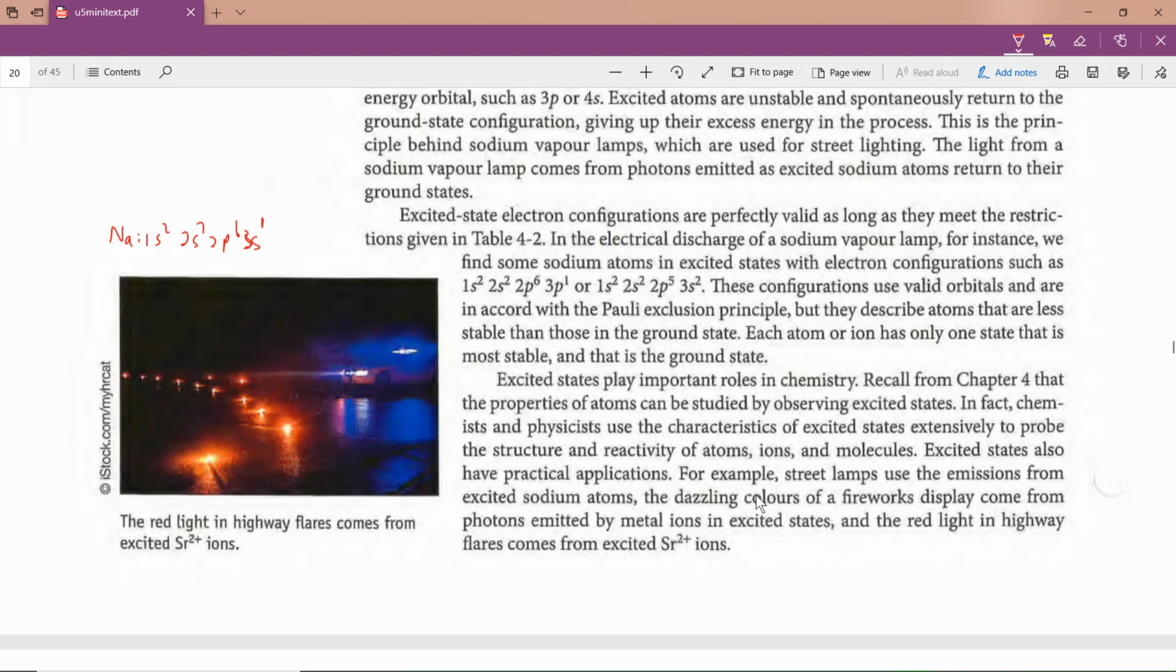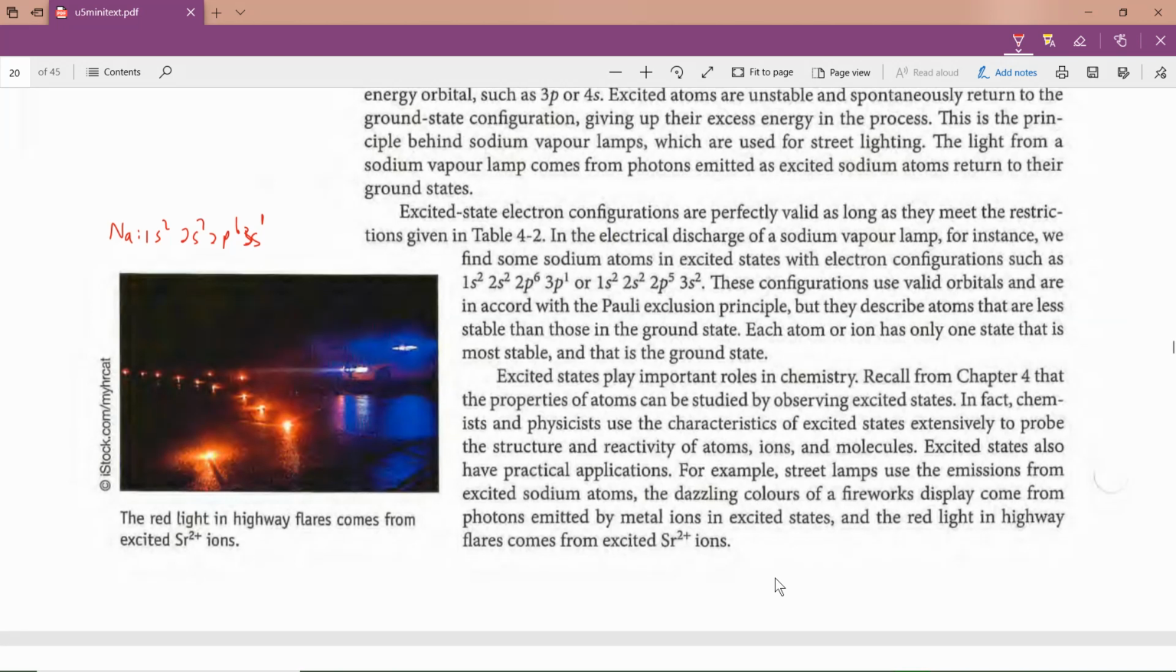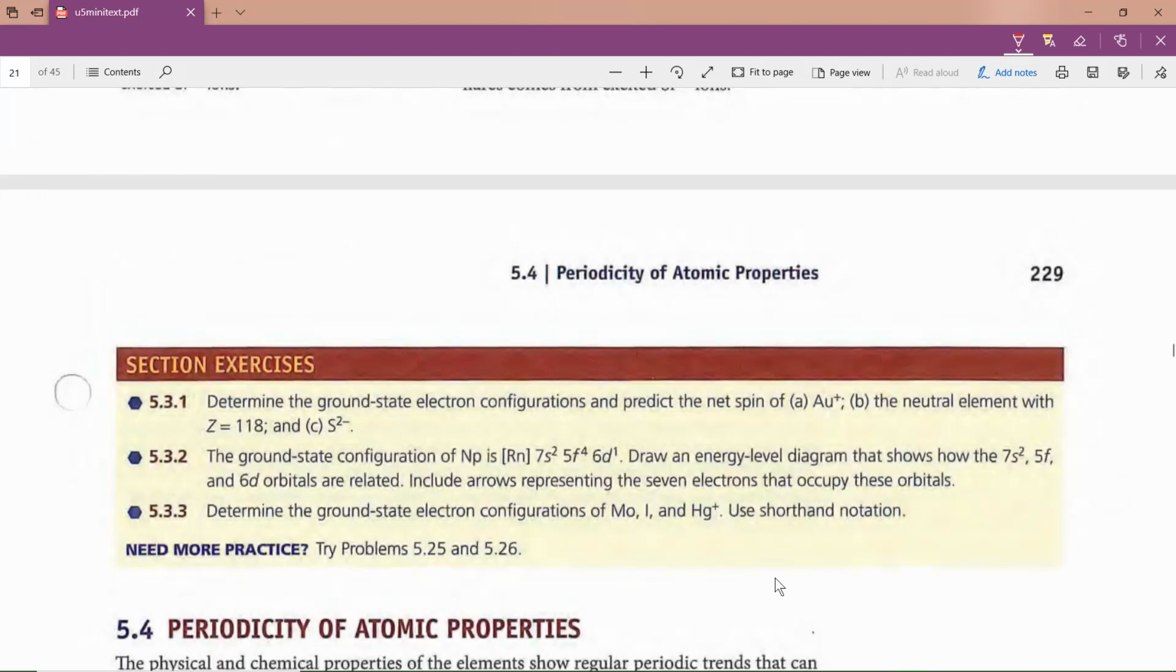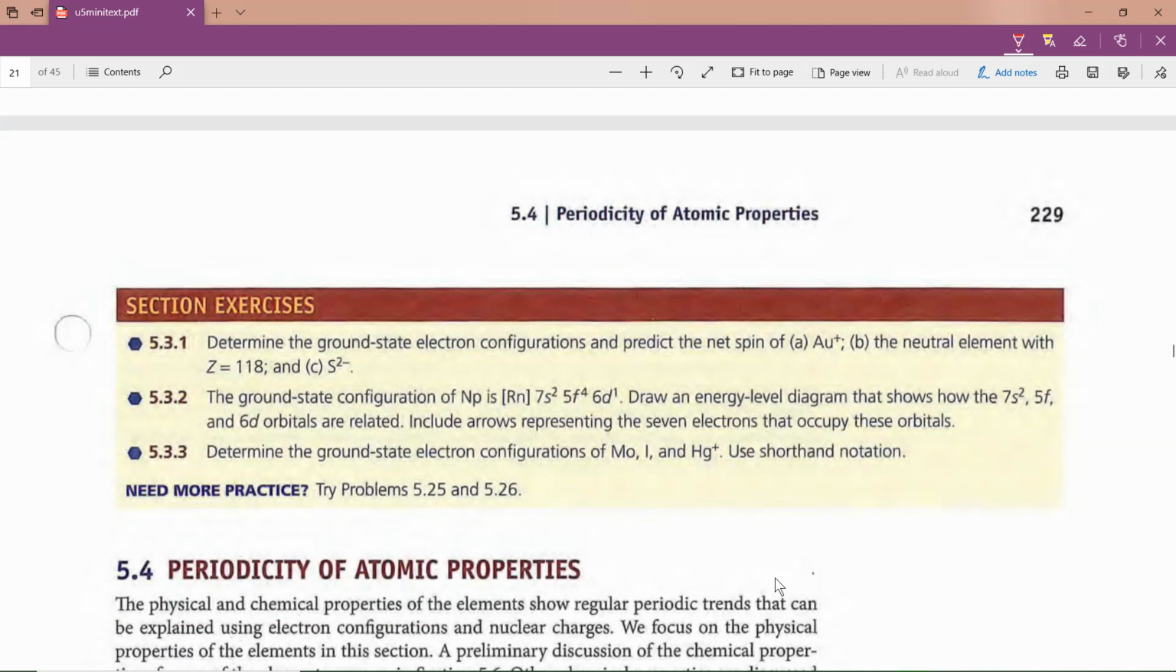Excited states have practical applications. Street lamps, we talked about those. The dazzling colors of a fireworks display come from photons emitted by metals in excited states. The red light in highway flares comes from excited strontium 2+ ions. So there are practical reasons to do this, and you can try the section exercises on your own.